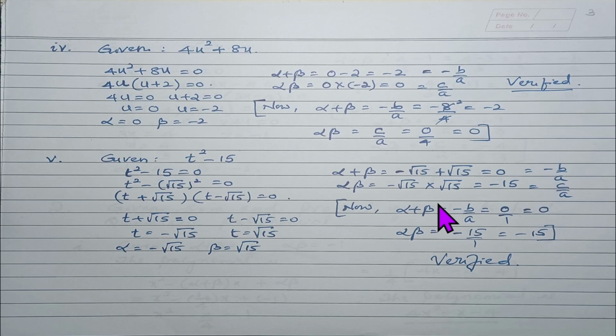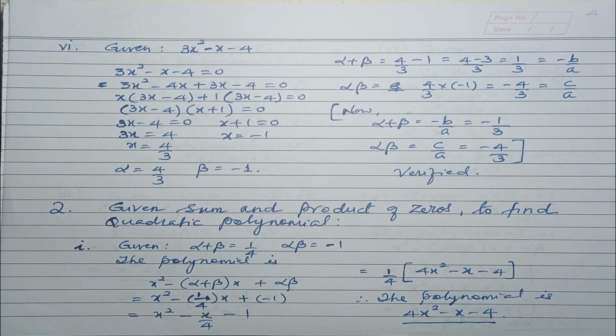So now let us find out the relation between the zeros and the coefficients, that is alpha plus beta is equal to minus b by a. As you know, there is no b value here, it is 0, and a is 1, so 0 by 1 is equal to 0. Alpha beta is equal to c by a, and c is minus 15, a is 1, so it is minus 15. You find that alpha plus beta is 0, which is also minus b by a, therefore it equates to minus b by a. Alpha beta is equal to minus 15, which is also c by a, that is minus 15. So we have proved the relationship between the zeros and the coefficients of the given quadratic polynomial.